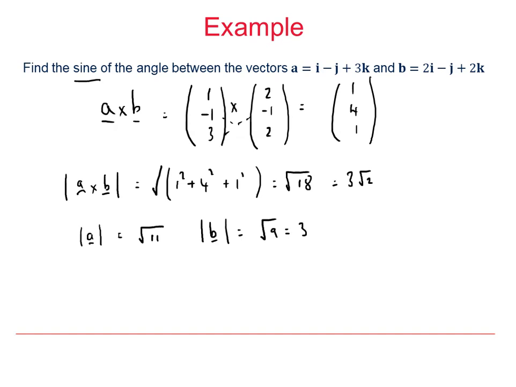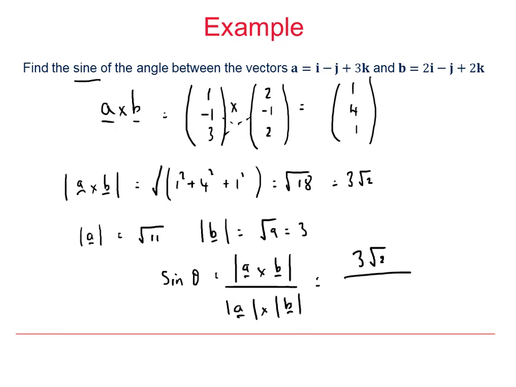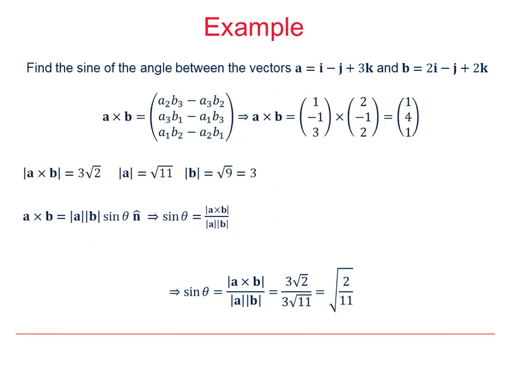And therefore, the sine of the angle theta, remember, is mod of the cross product A cross B divided by mod A multiplied by mod B. So that's going to be equal to 3 root 2 divided by 3 and root 11. So we get root 2 over root 11, or the square root of 2 over 11.